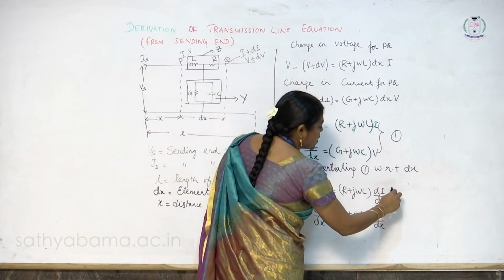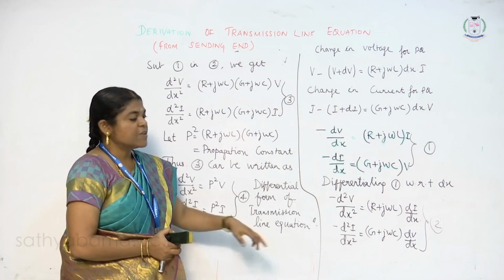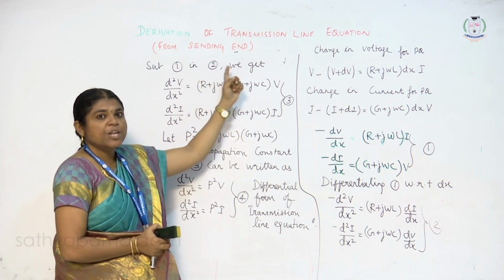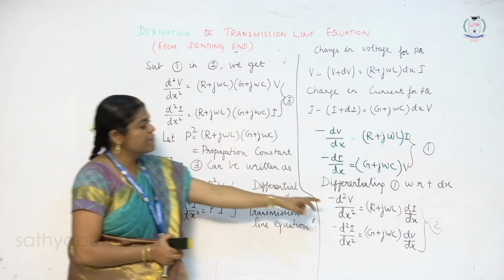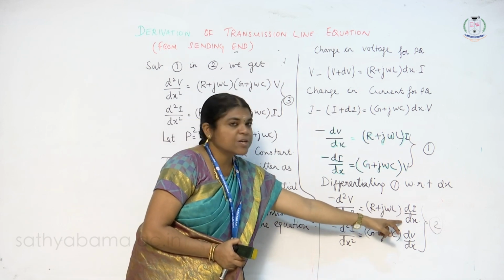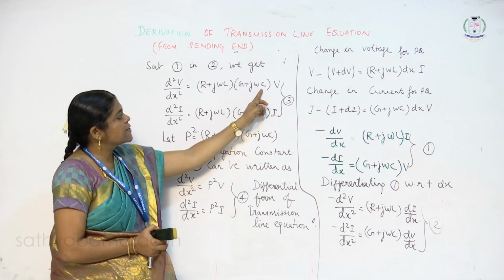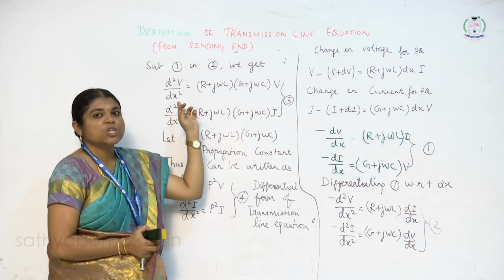Let me call this equation as equation number 2. So, after this I am going to substitute equation number 1 in equation number 2. So, when I substitute, the left hand side of equation number 2 becomes (g plus j omega c) into V. So, on substituting I am going to get equation number 3.